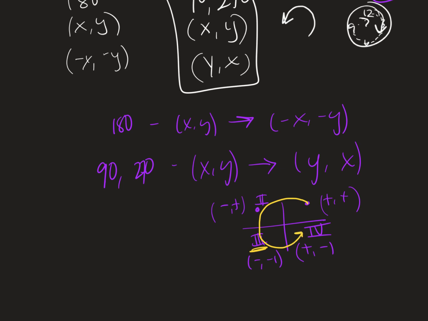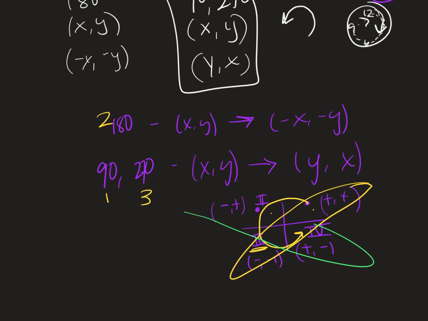So I go through 3 quadrants to do 270, and I go through 1 quadrant to do 90, and I go through 2 quadrants to do 180. That's why the 180s flip-flop signs. See? If I went through 2 quadrants, quadrant 1, quadrant 2, I flip-flop the signs. If I went through these 2 quadrants, I flip-flop my signs.